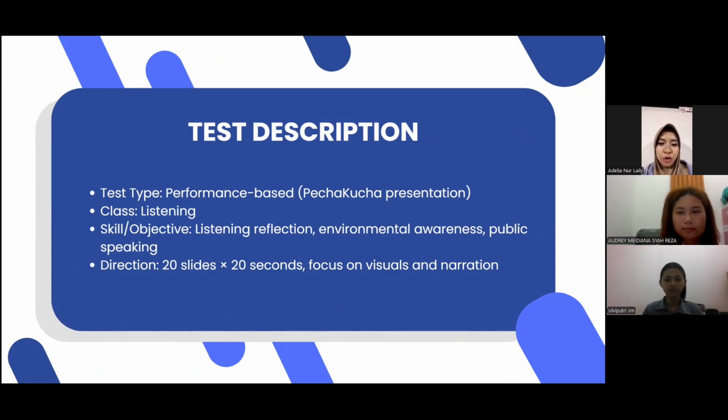Okay, now we move to the analysis of the Pechakucha presentation. First is the test description. The test type is performance-based because it is a Pechakucha presentation, and this is for a listening class. The skills and objectives are listening reflection, environmental awareness, and public speaking. The direction is that students are asked to make a 20-second presentation for 20 slides, so it is more focused on visuals and narration. Next slide.